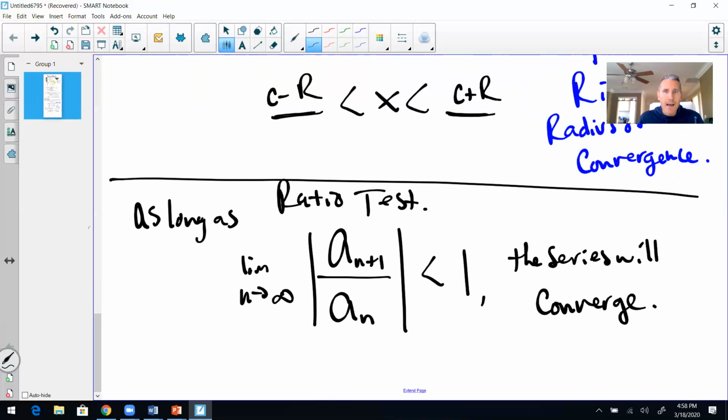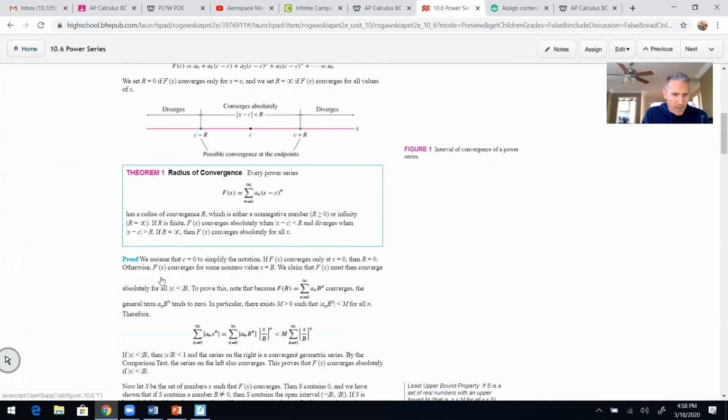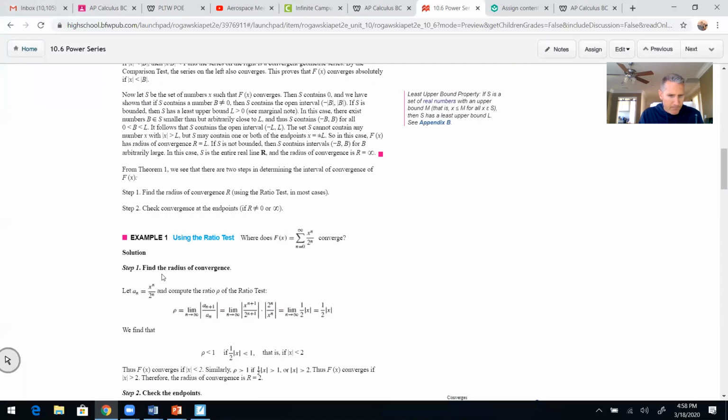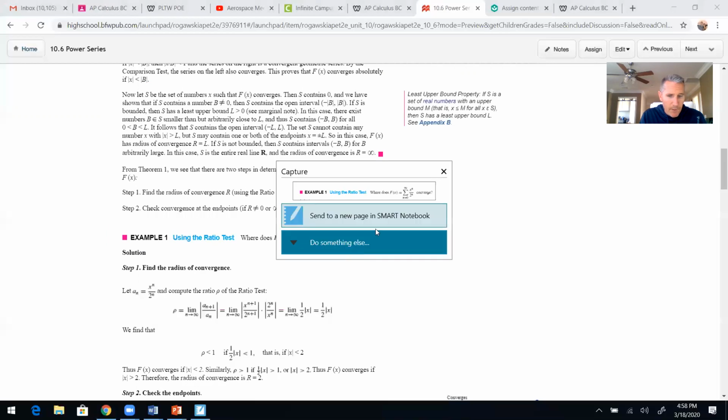I went through an example in class. I'm going to go over another example. In fact, let's do one right now. Let's go to our textbook and let's get an example of using the ratio test. Here we go. Get ready for your picture. Ready for it? There it goes.